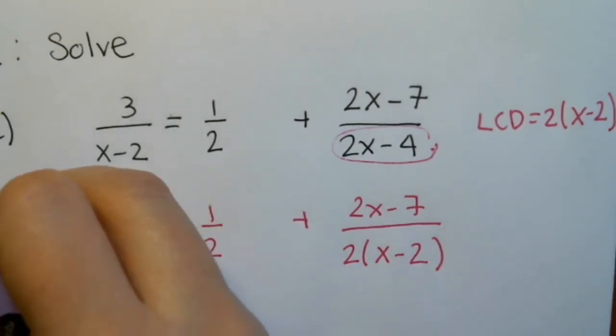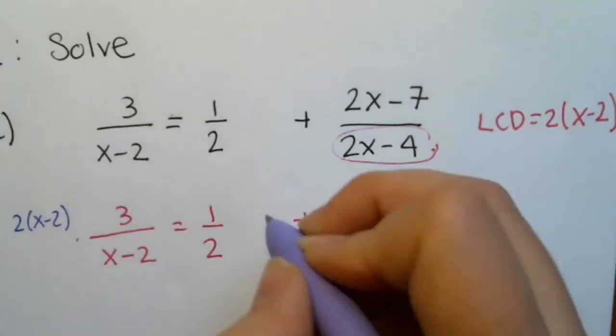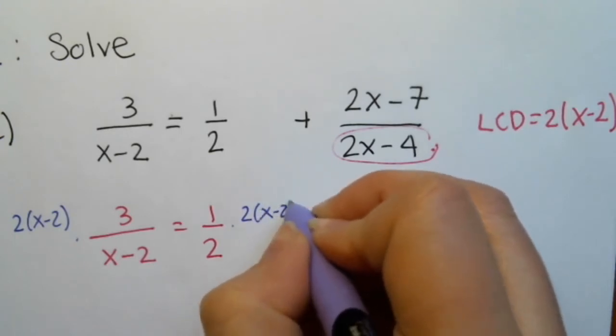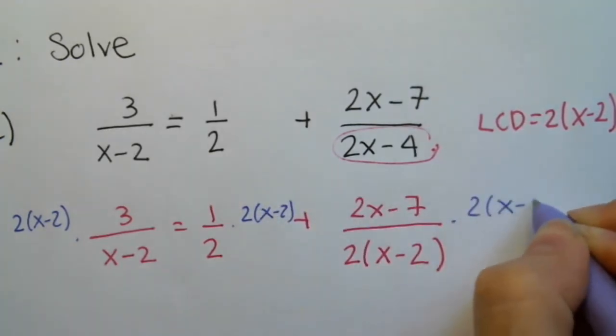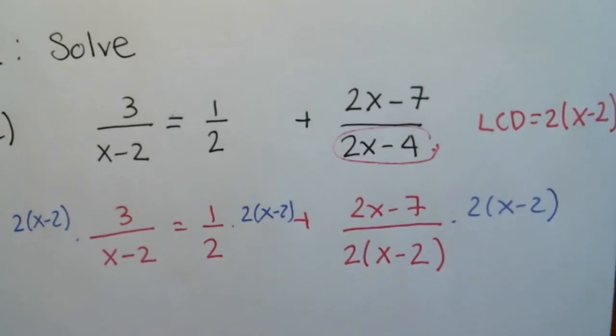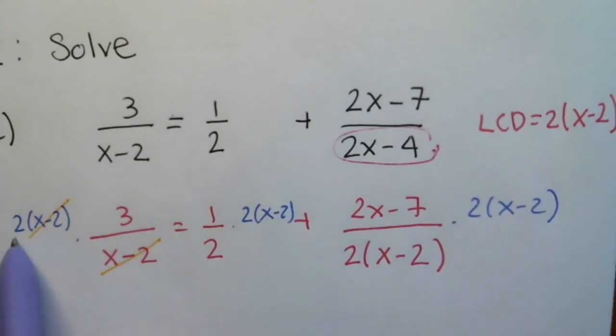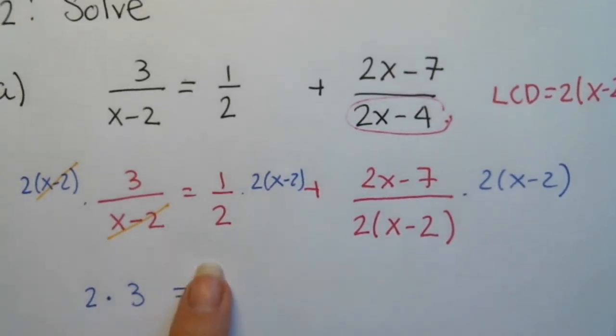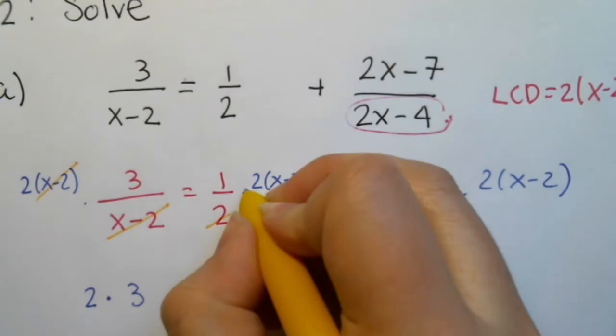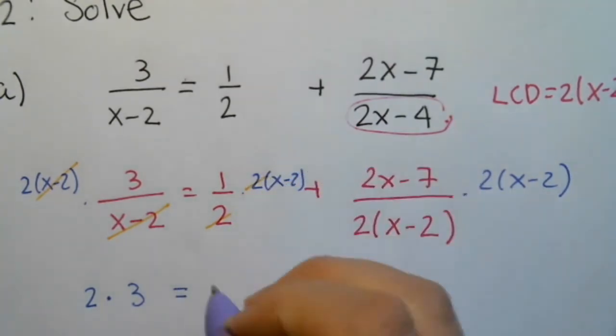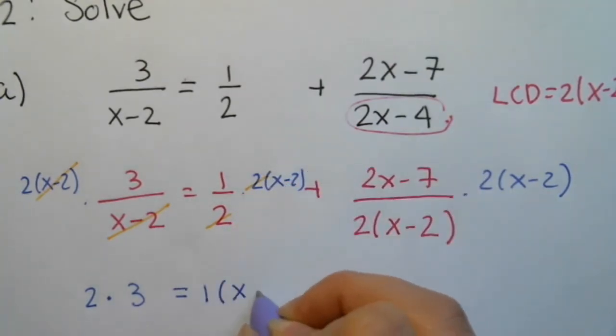So I'm going to have 2 times x minus 2. Here I'll have 2 times x minus 2, and here I'll have 2 times x minus 2. Now I'm going to cancel everything that cancels. In the first term, the one on the left, I can see that x minus 2 is canceling with x minus 2, and I'm left with 2 times 3. The first term on the right side of the equation, this 2 cancels with this 2, and I'm left with 1 times x minus 2.